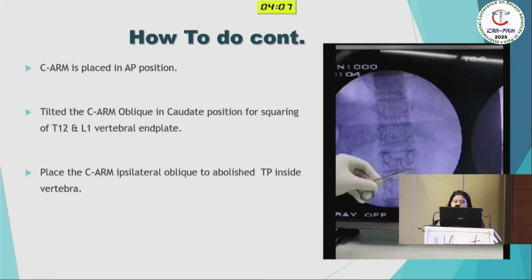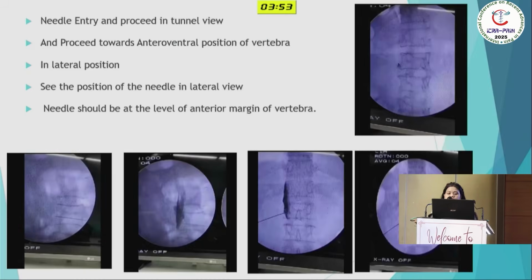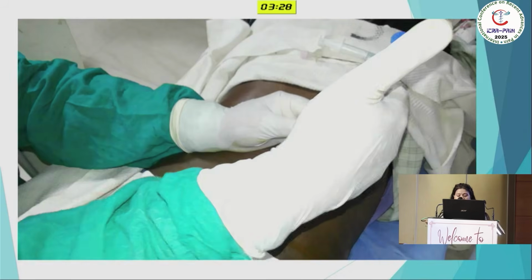The C-arm is placed in AP position and it is tilted oblique in the caudad position for squaring the T12 and L1 vertebra. Place the C-arm ipsilateral oblique to evaluate the transverse process of the spine and keep the needle there. Then insert the needle, with the marking at the anterior border of the L1 or T12 vertebra. Then give the dye. This is the dye pattern. The important thing is that the margin of the dye should not go beyond the margin of the vertebra.